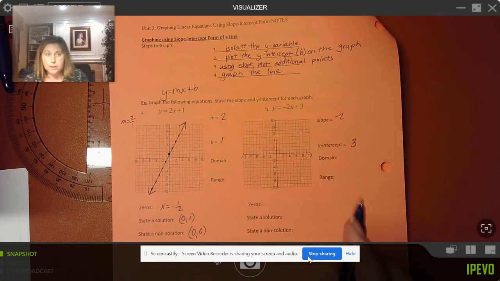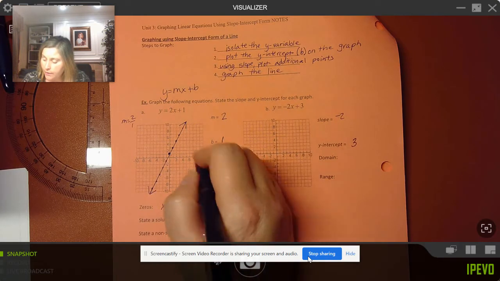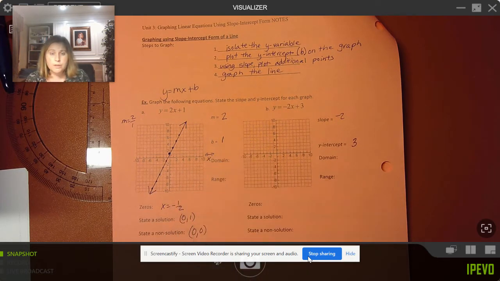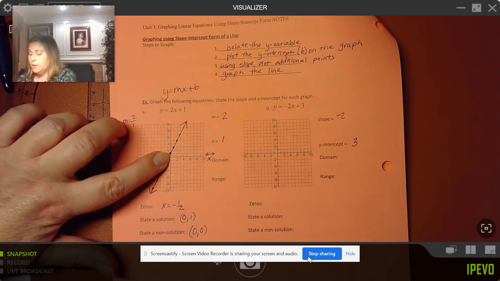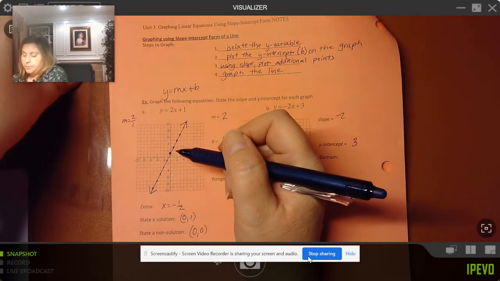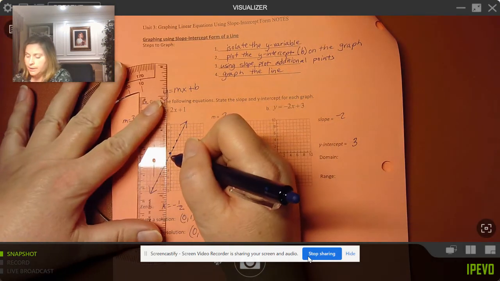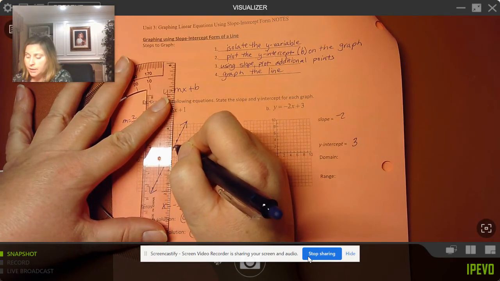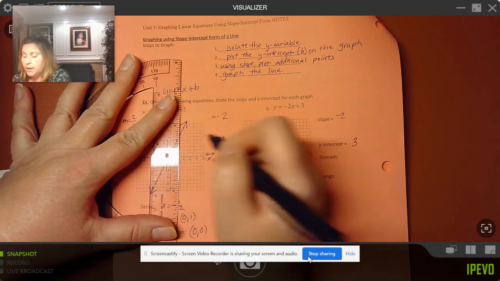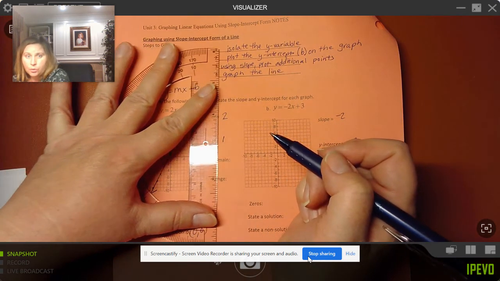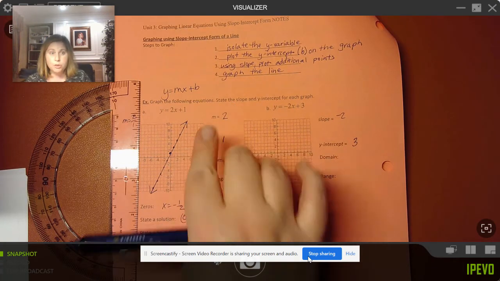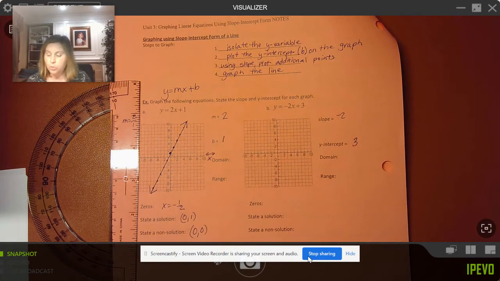So domain, remember, is the set of all the inputs. These are all of our x values. This tells us how far left and how far right our line goes. So if I were to look at my x values, does this line exist at x equals 0? Yes. There's the point. Does it exist at x equals 1? Yes. x equals 2? Yes. x equals 3? And it will continue to exist everywhere. As you move to the right, your line is moving up, so there will be infinitely many points there.